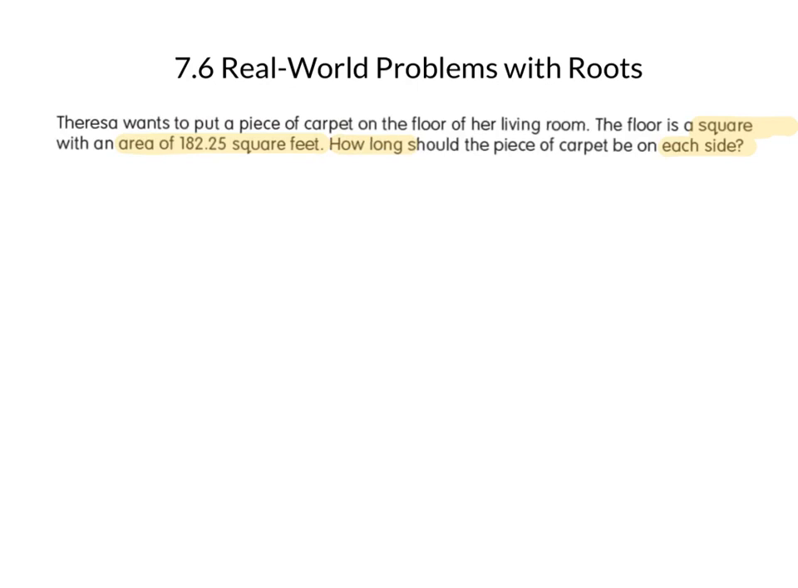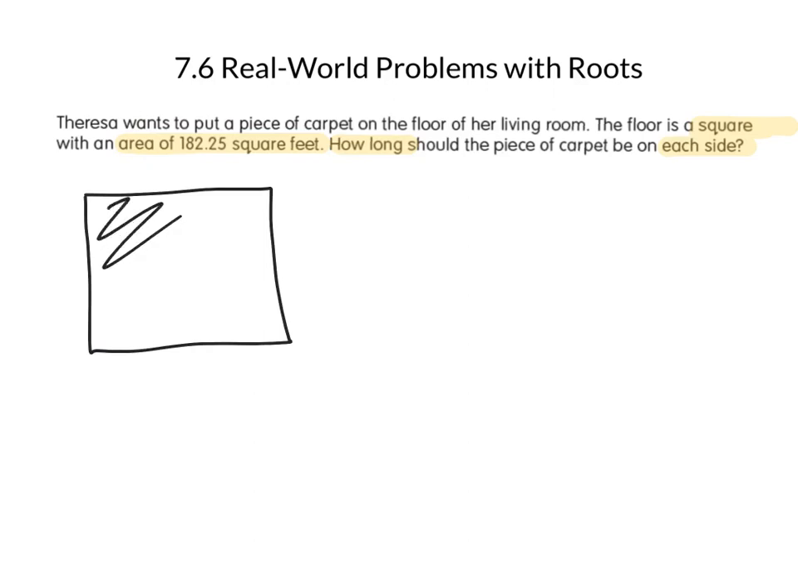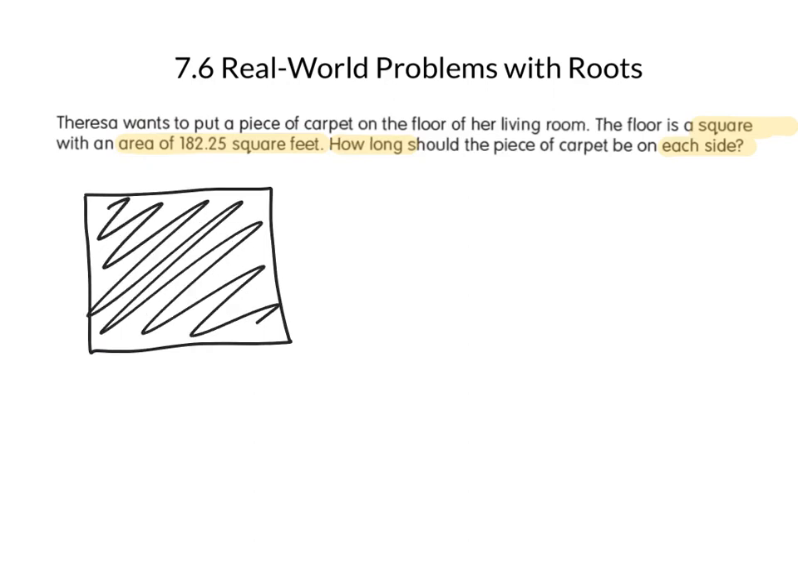So that's what we're going to figure out here. I'm going to draw a picture for us. In this picture, we're going to have a square, of course, which is the living room. The entire area is 182.25. How can I find the length of one of the sides, or how long the piece of carpet should be on each side, if I know the area?